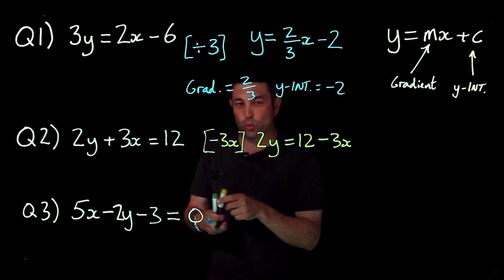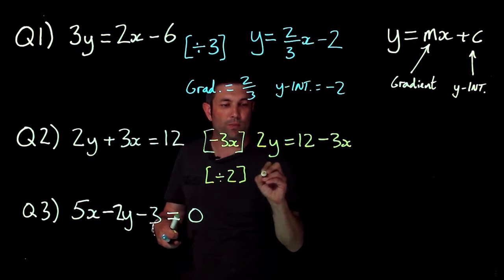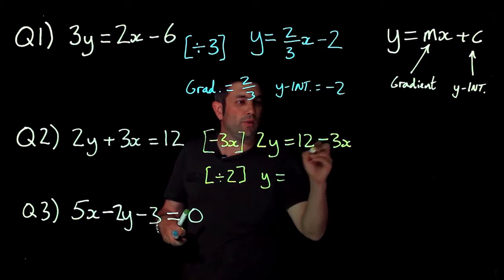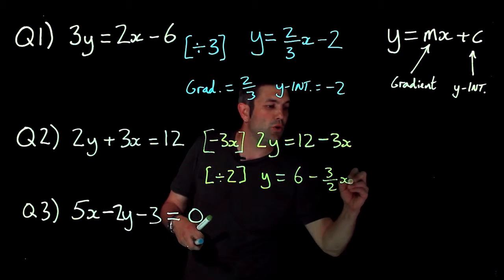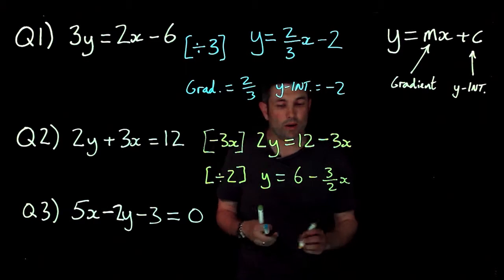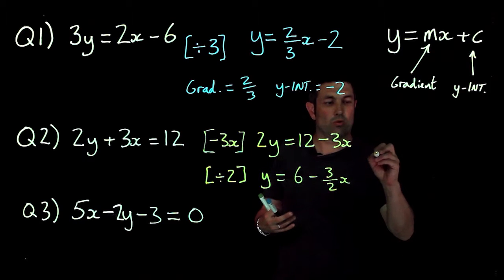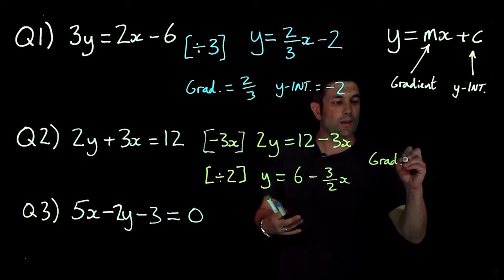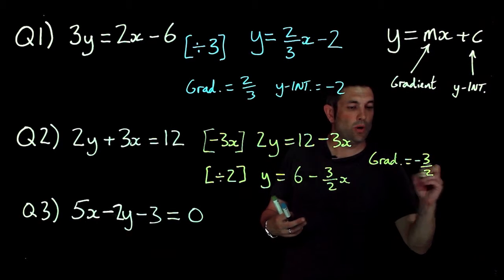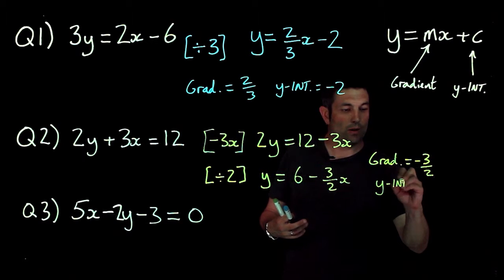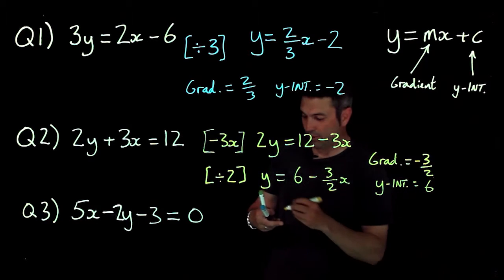Now, I don't want 2y's, so I want just 1y. So how do I get rid of that 2? I divide by 2. And so I'm left with 1y, divide that bit by 2, divide that bit by 2, and I'm actually going to leave it as 3/2. You could put it as 1.5 if you like, totally up to you. And now we can work out what the gradient and the y-intercept are. So the gradient is the number in front of x, so -3/2, and the y-intercept is the number that's on its own, and that's 6. If there's no sign in front of it, presume it's a positive.